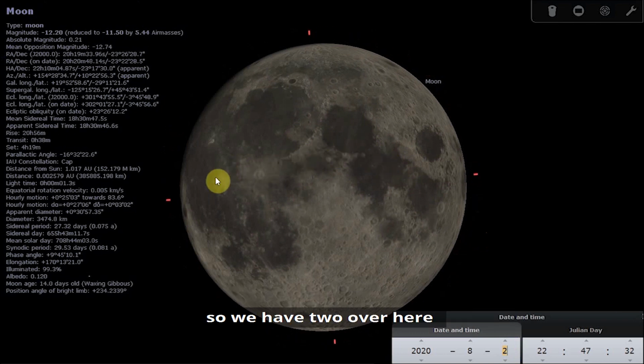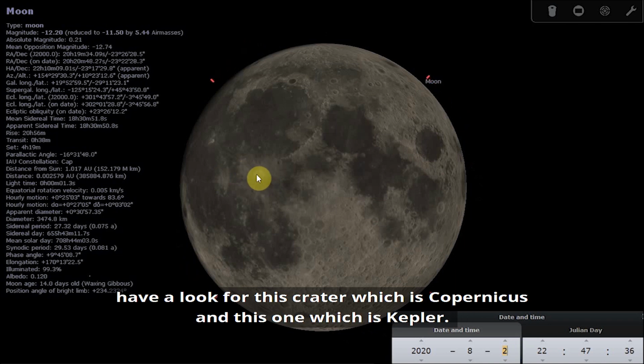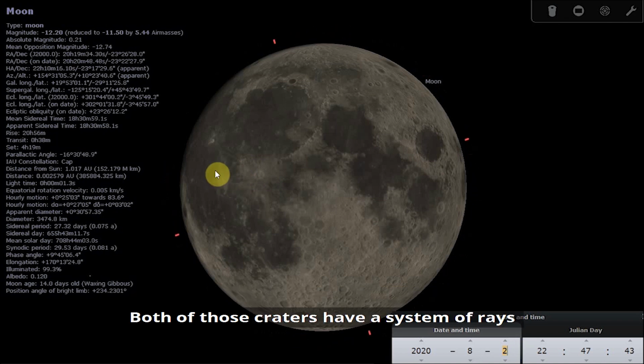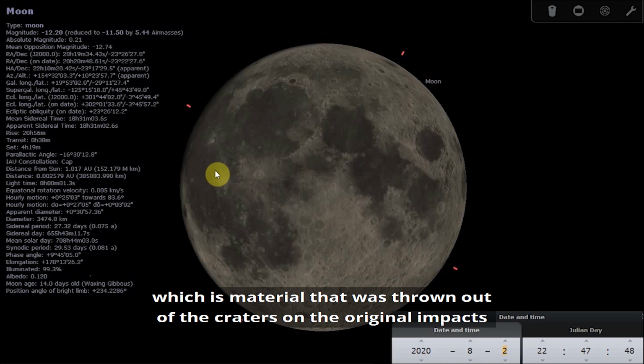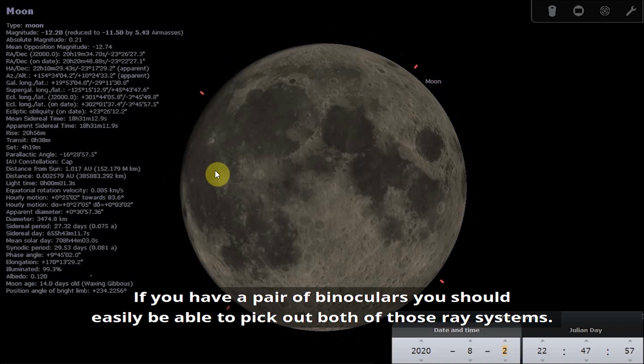So we have two over here. Towards the end of the week, when you're getting near full, have a look for this crater, which is Copernicus, and this one, which is Kepler. Both of those craters have a system of rays, which is material that was thrown out of the craters on the original impacts. They can look quite spectacular. If you have a pair of binoculars, you should be easily able to pick out both of those ray systems.